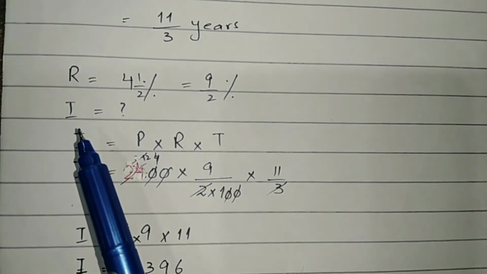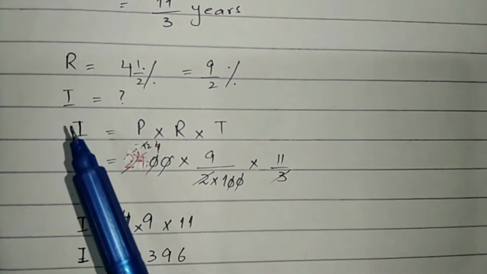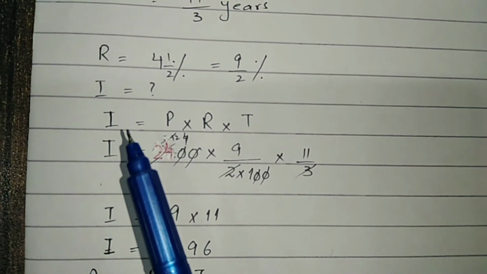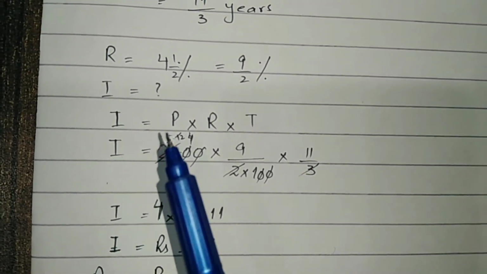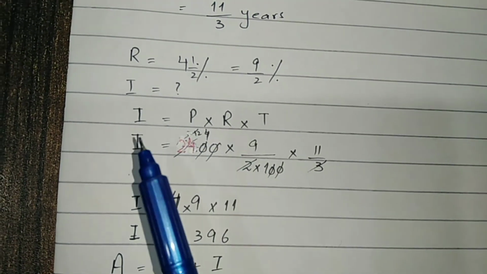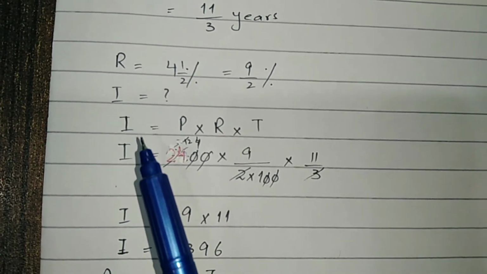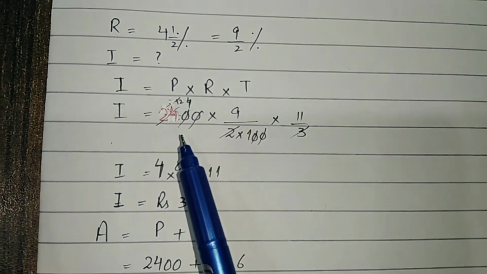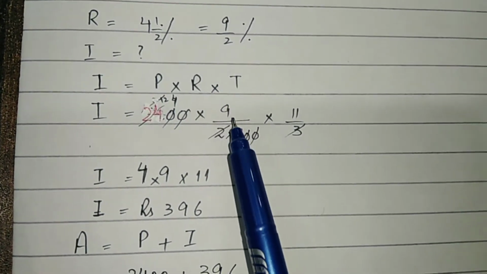and we have to find the interest. Because firstly we have to find the interest because we have to find the amount. So amount is equals to P plus I, but we didn't have the value of I. So firstly we have to get the value of I, and the I is equals to P times R times T. So the principal amount is 2400 times rate is 9/2%.